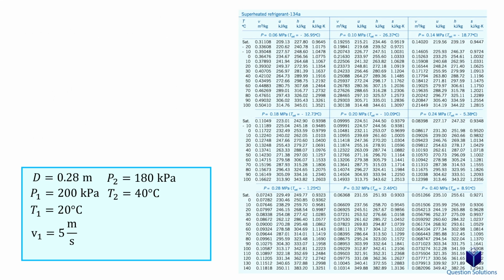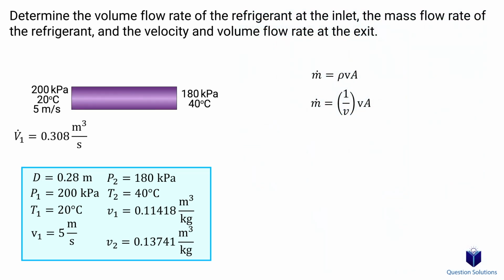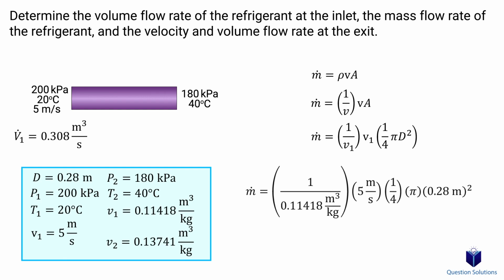Note that at the given initial and final conditions, the refrigerant is a superheated vapor. Our initial pressure is 200 kilopascals and the temperature is 20 degrees Celsius. So this is our initial specific volume. Next, we have a final pressure of 180 kilopascals with a temperature of 40 degrees Celsius. Now that we have the specific volumes, let's go back to our previous equation. The area can be found using this equation, so we can replace that as well. Now we can plug our values in. Solving gives us the mass flow.